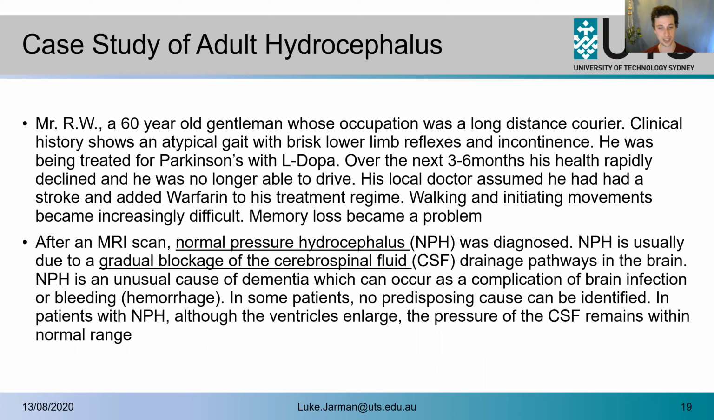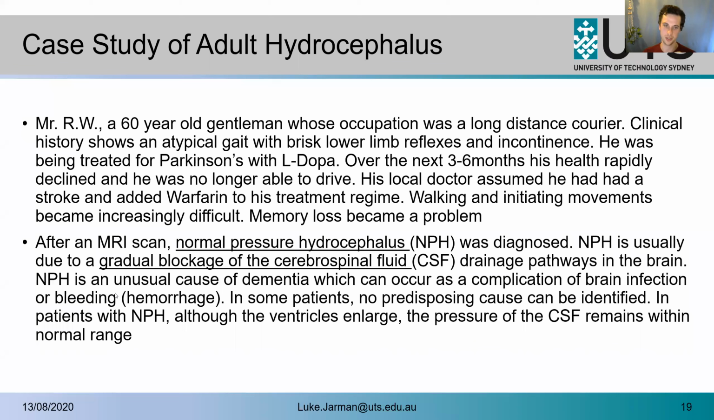Okay, so they did an MRI scan and they diagnosed normal pressure hydrocephalus. It is usually due to a gradual blockage of the cerebrospinal fluid. As I mentioned before, your ventricular system is the main carrier of your cerebrospinal fluid, and this is indicating that a blockage there is causing enlargement of his ventricles, which I'm going to show in just a second.